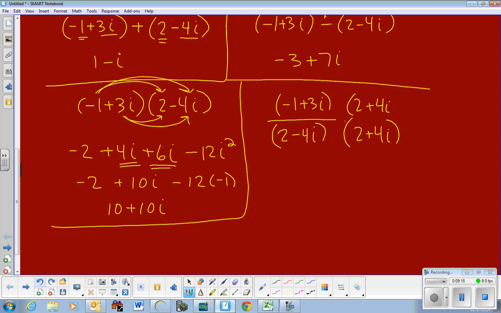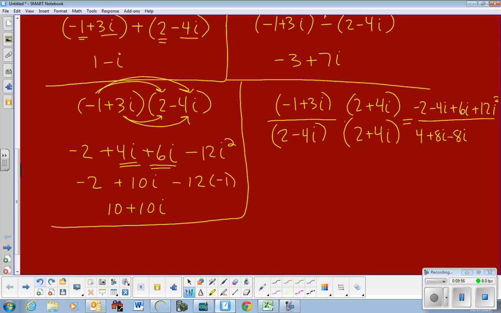Remember, a conjugate is not the negative of it. It's the imaginary part that is subtracted and added. The 2 stays the same. Okay, so on the top, we're going to have to FOIL. -1 times 2. Wait, I know what that is. No, I didn't. I did that with a minus earlier. So -1 times 2 is -2. -1 times 4i, minus 4i, plus 6i, plus 12i squared. On the bottom, 2 times 2 is 4 plus 8i minus 8i.